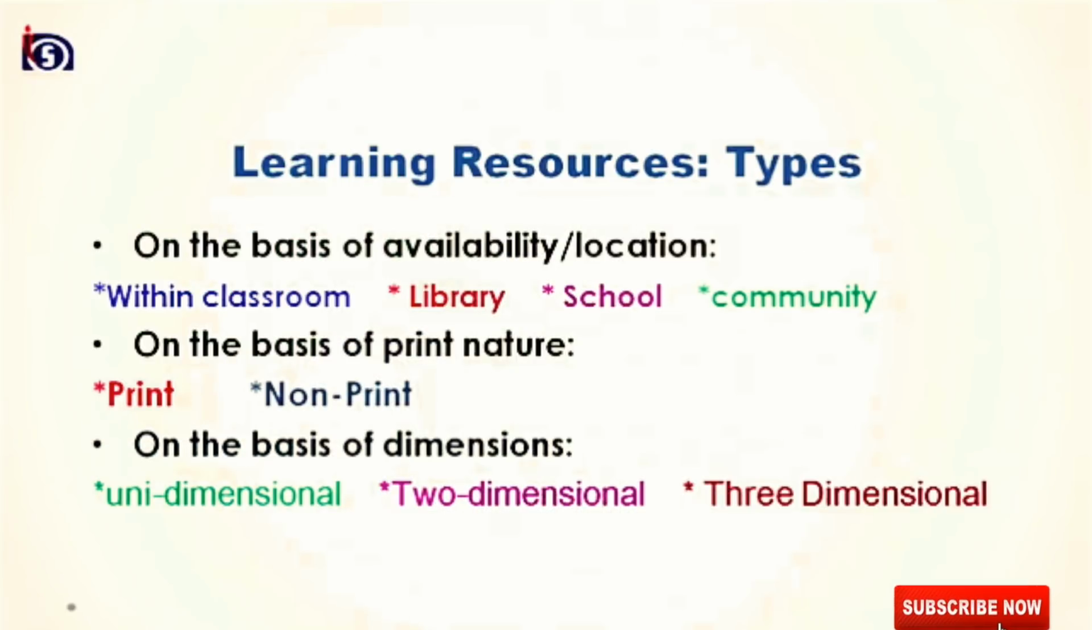Then, on the basis of print nature, we can categorize our learning resources into 2 categories. One is print learning resources, and the second one is non-print learning resources. Then, on the basis of dimension, we can categorize the learning resources into 3 categories. One is unidimensional, such as charts, maps, etc. One is 2-dimensional, such as thermocol sheets and things which are pasted, or tactile maps. Then we have 3-dimensional things such as models. So, on the basis of dimension, we have 3 broad categories.